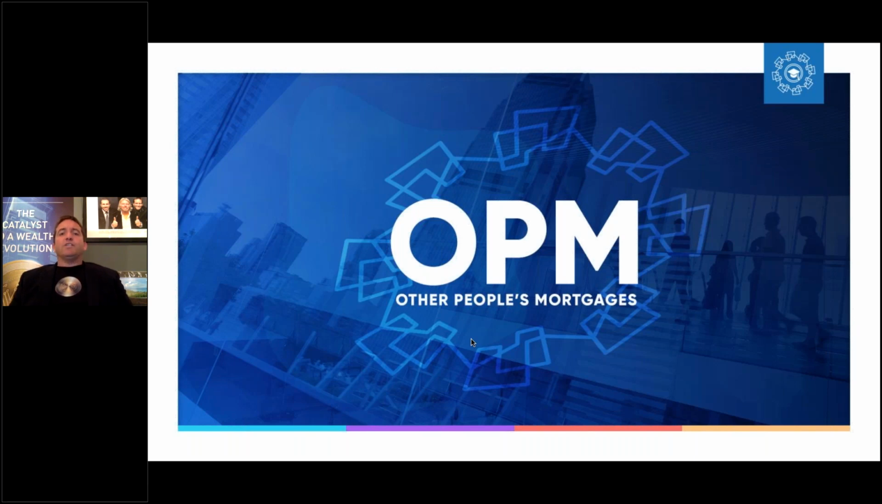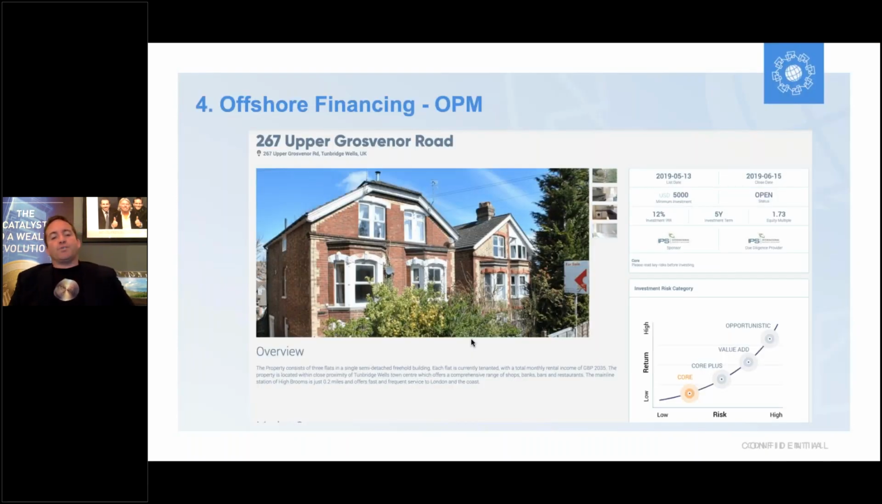So what you need to look at now with OPM is other people's mortgages. Who can you partner with to help you get a mortgage? A good example is this property, which we're buying in London. It's in Tunbridge Wells, which is about 35 minutes on a fast train directly into London. Beautiful, beautiful place. It's a 3-story building. We've got 3 separate apartments, and I really like it.